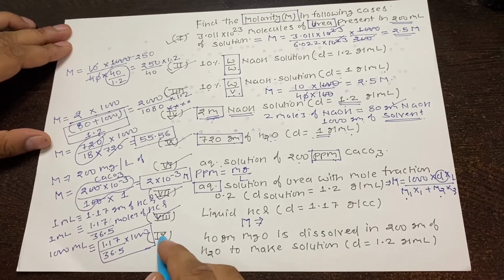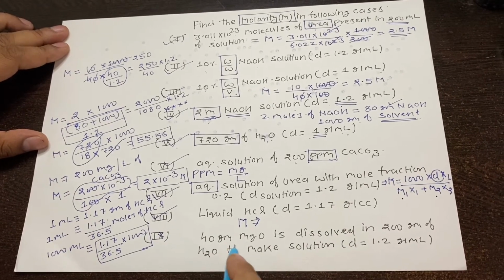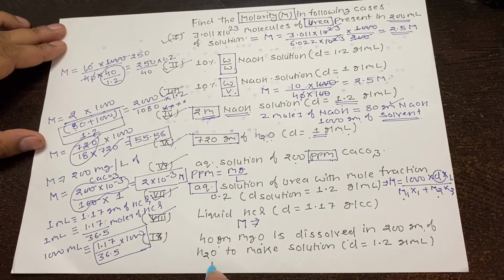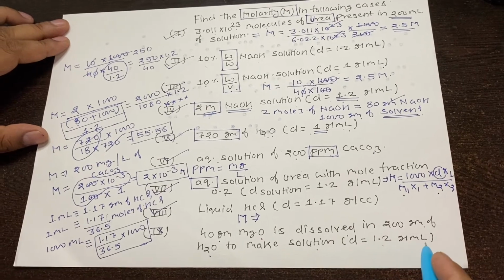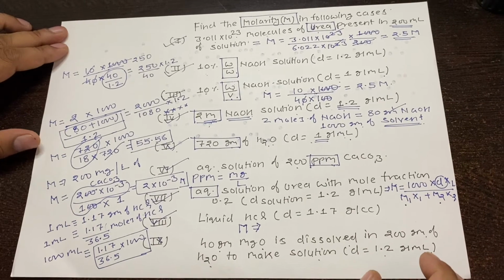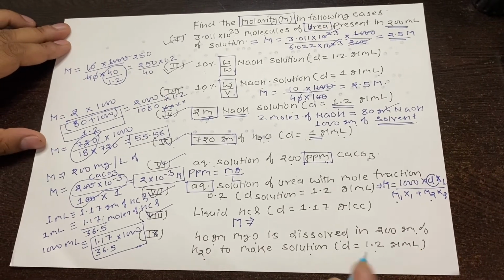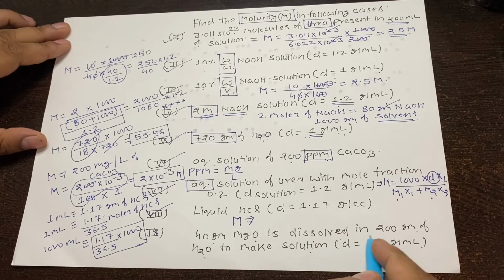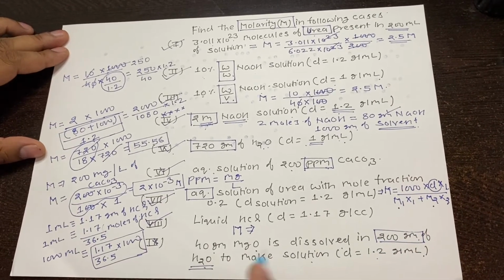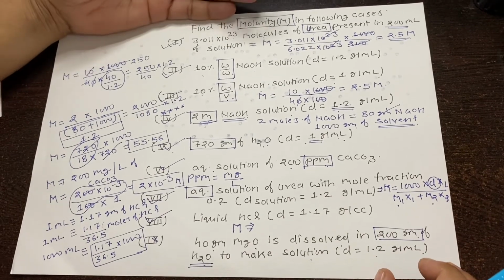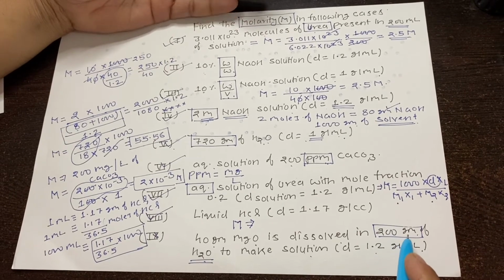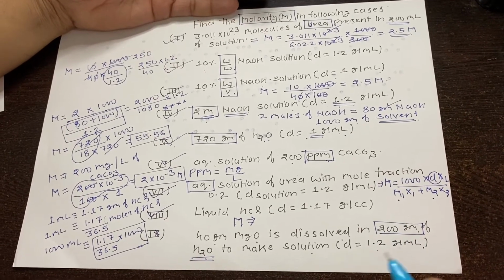In the last question, it is given that 40 gram of MgO is dissolved in 200 gram of H2O to make a solution of density 1.2 gram per ml. This is a very important question, and it is to be noted that 40 gram of MgO is dissolved in 200 gram of H2O. So students are advised to go through the question carefully, because it is the mass of H2O that is given, right? It is not the mass of solution.